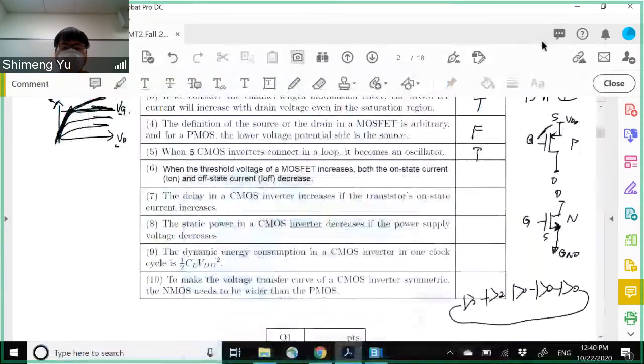All right. So number 6: when the threshold voltage of the MOSFET increases, both the on-state current and the off-state current, I on and I off, decrease. True or false?